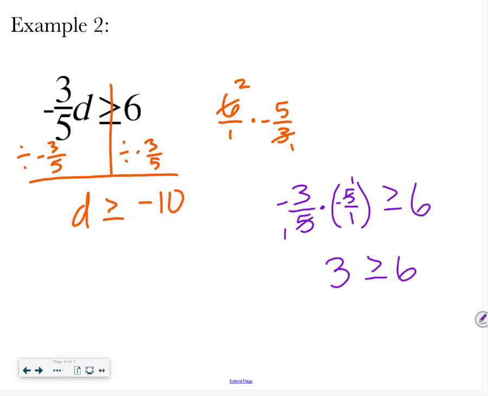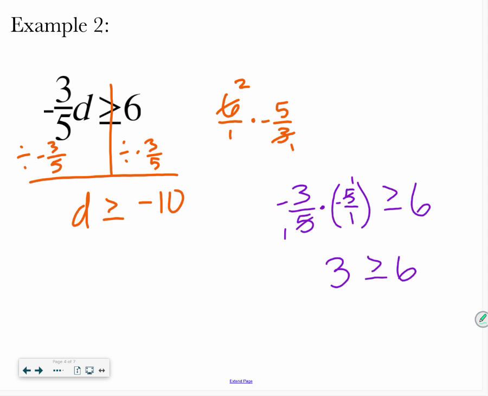Uh-oh. This does not quite make sense, because 3 is not greater than or equal to 6. So hopefully you guys remember, and while I made the error, you were yelling at your computer screen, or maybe some of you have already walked up to ask me about this. But we have d is greater than or equal to a -10.